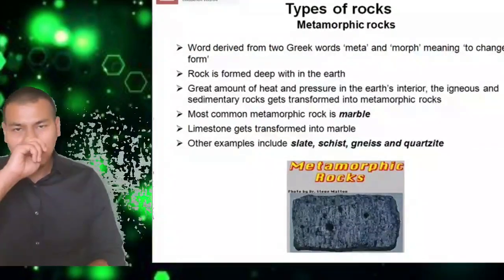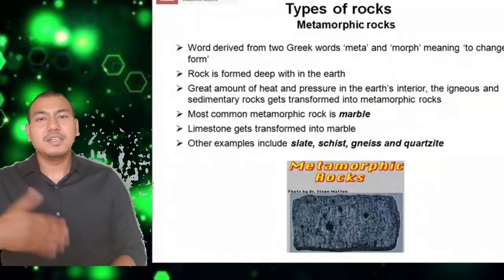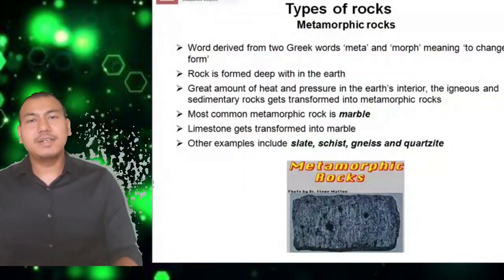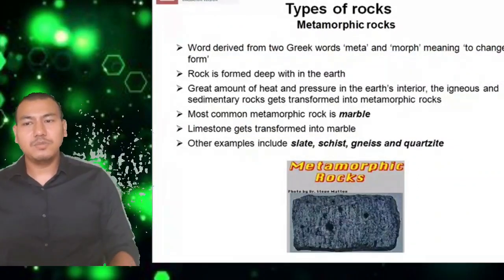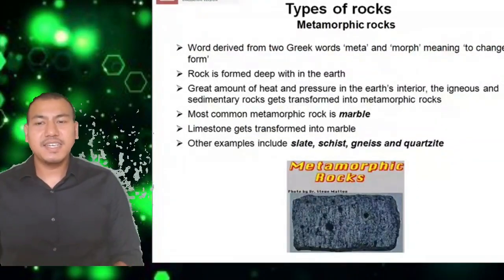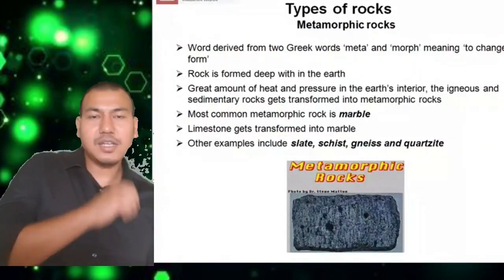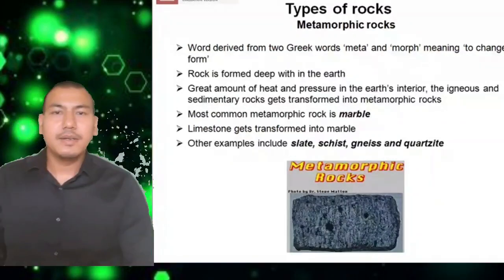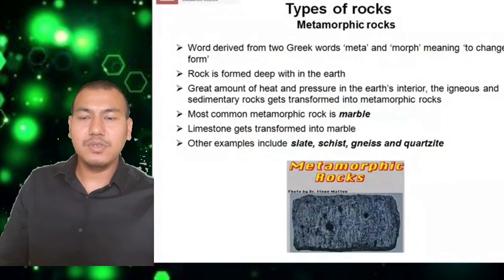So limestone gets transferred into marble. Limestone turns into marble. You have already seen marble, which we use in the construction of our homes also. Other examples are slate, schist, gneiss and quartzite. So these are the examples of metamorphic rock. And we are using marble tiles.